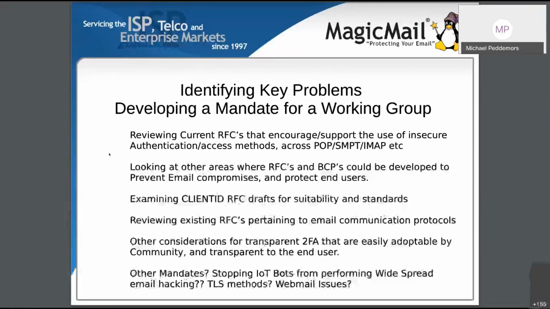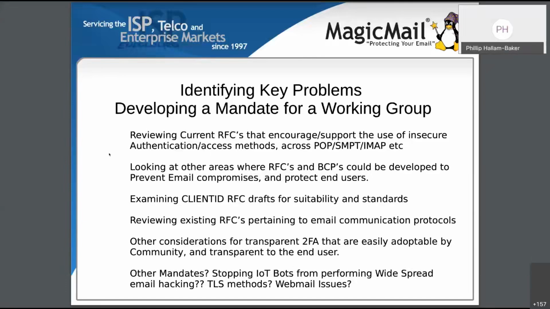So I think after we've done that, if we all agree that this is a serious enough problem that we should be looking at, then we of course have to develop a mandate for the working group. And some of the suggestions that happened on the mailing list before this conference are whether we should actually review some of the current RFCs that encourage, support or allow the use of insecure authentication and access methods. We maybe need to look at other areas where RFCs and BCPs could be developed to help prevent email compromises and protect end users. And of course, one of our main goals is the ability to examine our client ID RFC drafts for suitability and standardization.